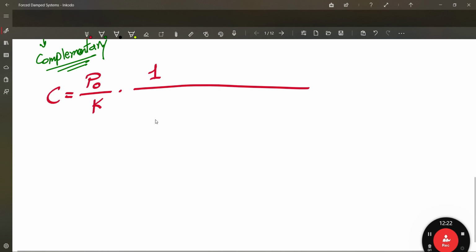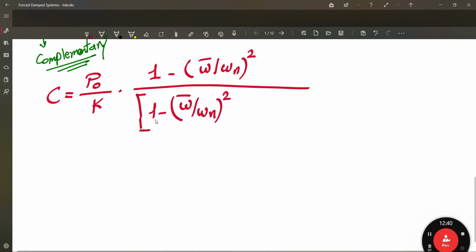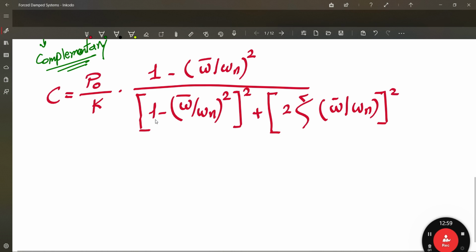It is 1 minus omega bar over omega n squared, and in the denominator it is 1 minus omega bar over omega n squared, and the total term is going to be squared, raised to the power 2, plus another term which is 2 psi omega bar over omega n, close parenthesis, and it is squared here. Let us make this take to be long.